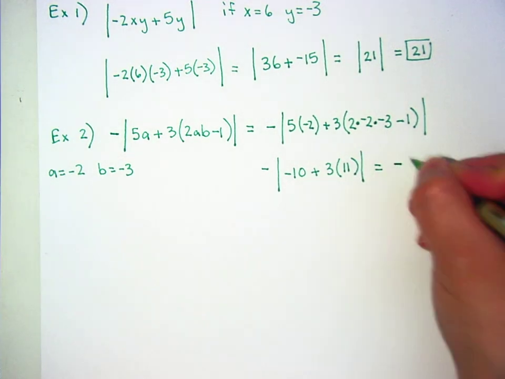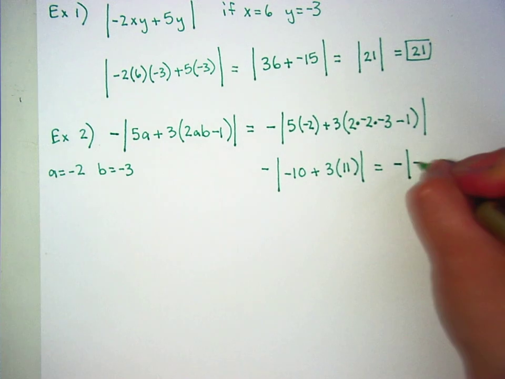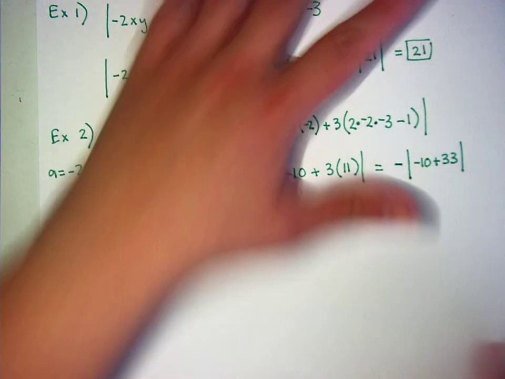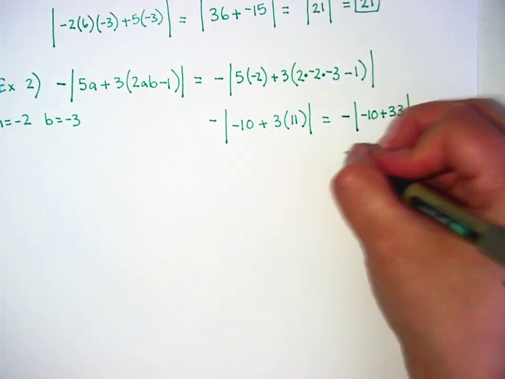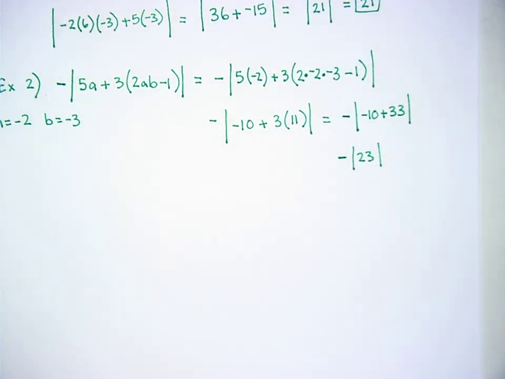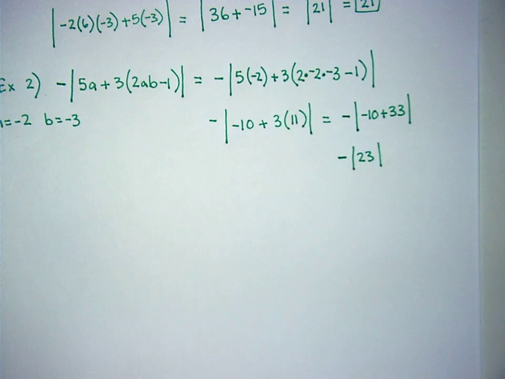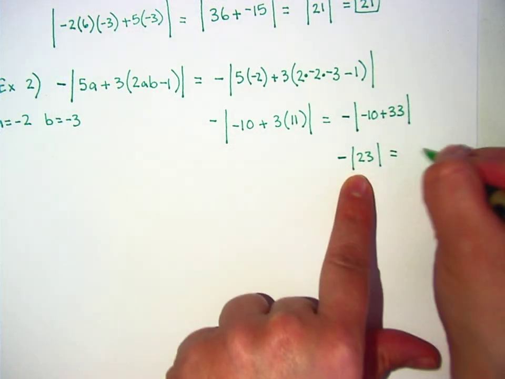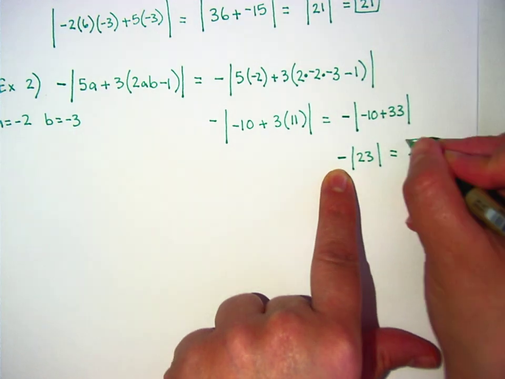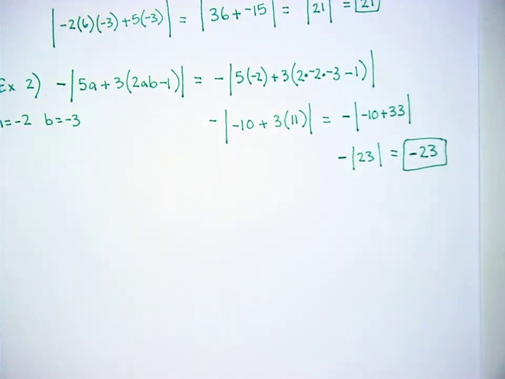All right, that equals negative stays on the outside, absolute value, negative 10 plus, what, 33? Can you do negative 10 plus 33 in your head? 23. And what's the absolute value of 23? Still 23. But then there's this negative on the outside, so that carries to there. So the answer is negative 23. That one was a harder one. Did you get lost anywhere, Reagan?